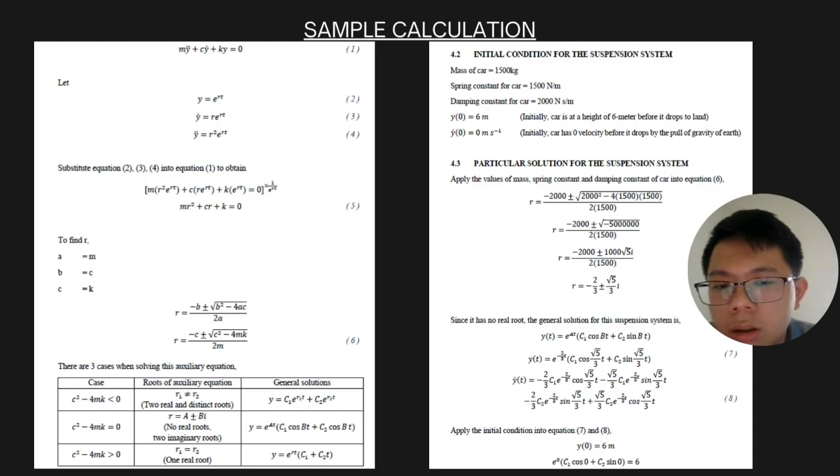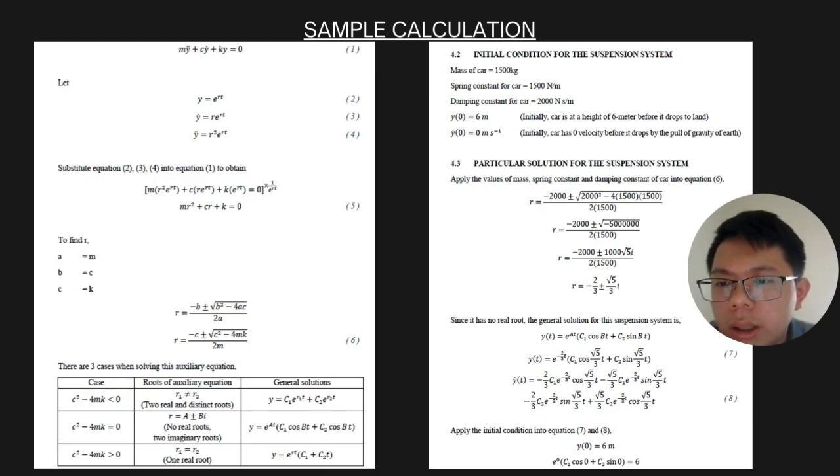So by using the quadratic equation, we can get three cases. The first is where there are two real roots, and the general solution is y = c1 e^(r1 t) + c2 e^(r2 t). And if there are no real roots, that is, two imaginary roots, the general solution for this one is y = e^(at) times (c1 cos bt + c2 sin bt).